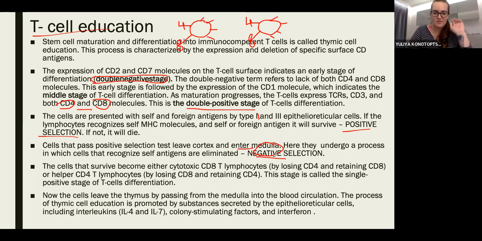Why do we call it negative selection? Because the T lymphocytes are supposed to forget the self antigens. So how does it happen? Treg shows foreign antigen to the T lymphocytes. And the T lymphocytes are like, yeah, we definitely saw it in the cortex. I recognize that this is foreign antigen. And then it again shows them the self antigen.